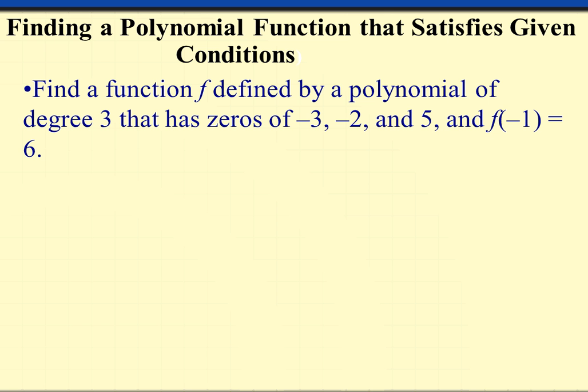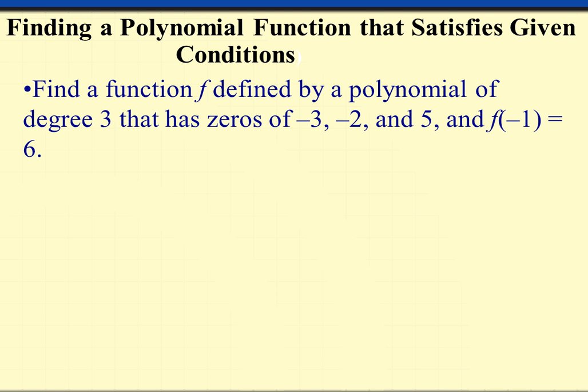Okay, well, let's try to put some of this stuff together to finish out this lecture. Occasionally we're asked to find a polynomial function that satisfies some given conditions. Now, in this case, we're asked to find a function f that's defined by a polynomial that is degree 3. So it means x to the 3rd power is going to be the highest power of x. And it has the zeros -3, -2, and 5. And in addition, we know that when x is -1, y is 6. That is, f of -1 is equal to 6.